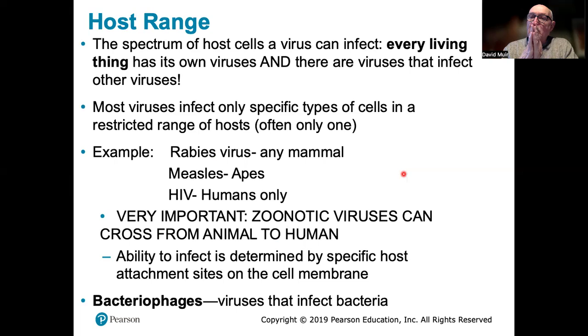And when we look at which hosts they can infect, we call that the host range. Some viruses have a broader host range. They can infect a wide variety of organisms, but others have a very, very narrow host range. So for example, rabies virus can infect any mammal. Measles can only infect apes, human beings included. But there are other viruses like human immunodeficiency virus, HIV, which only infect human. So you understand that it depends on the virus what its host range is.